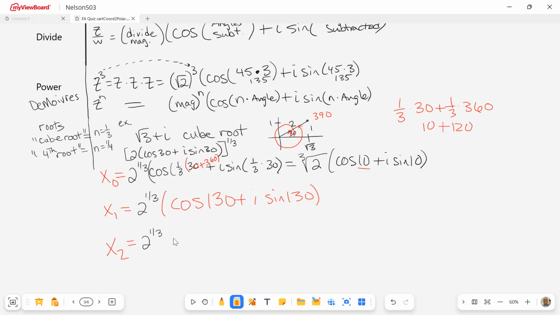And then down here, I'm going to add another 120 degrees. So I get cosine of 250 degrees plus i sine 250, okay?